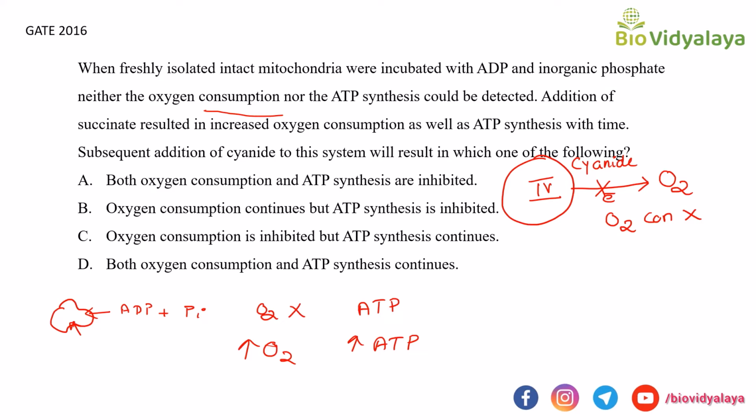So if electron transport chain is blocked, it means the proton pump will not work. If the proton pump will not work, it means ATP synthesis will ultimately stop.